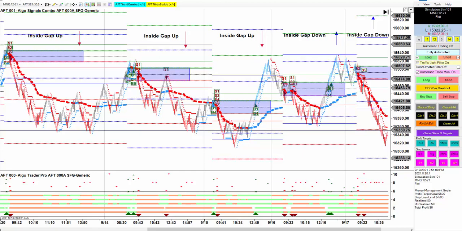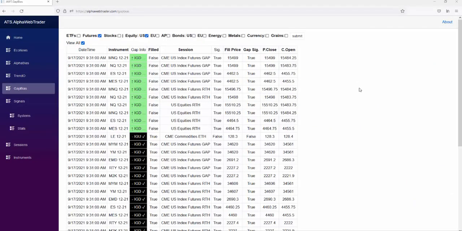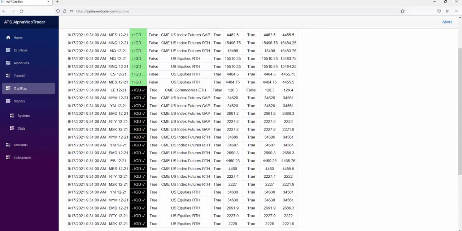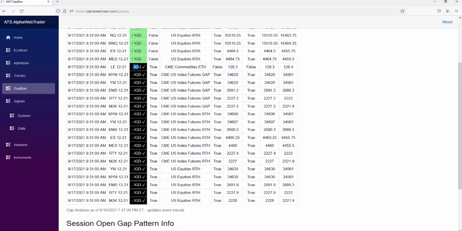So that's just one of the filters that we utilize, and you can actually get this gap filter through our Discord server. And you can see this is our alpha web trader, but we can use this filter where it says gap bias here. And this will tell us in the morning when the market opens if we have an IGD, that's the inside gap down, or if we have the IGU, which means inside gap up.